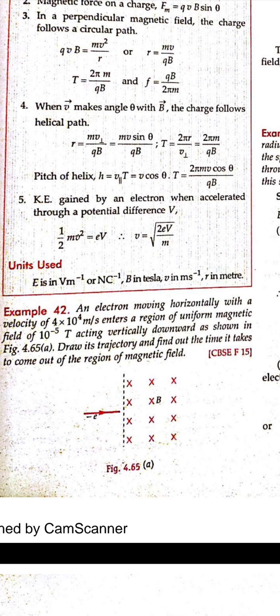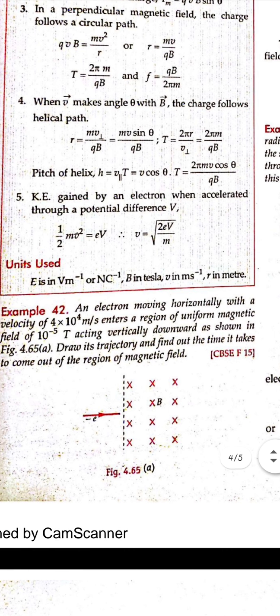Okay, so when electrons are accelerated, the kinetic energy gained will always be equal to the work done, which relates to the velocity with which it is moving. So both are equal, and from here we can find the velocity of the particle.